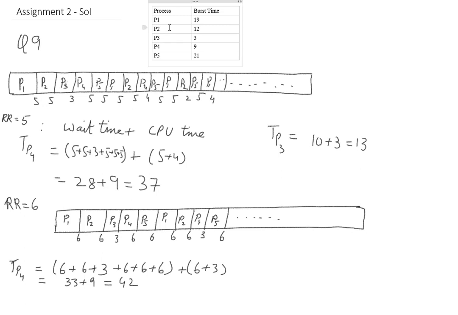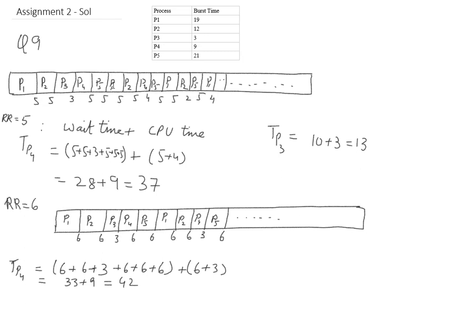So we start with P1 in round robin. P1's total time required is 19, but the quantum is 5, so after 5 seconds it will change. Then we have P2. Total time required is 12, but after 5 it will change. P3, because total time is only 3, we will just change after 3, and we will give a chance to P4, which requires 9, but it will context switch after 5. P5, the required time is 21, but it will change after 5.